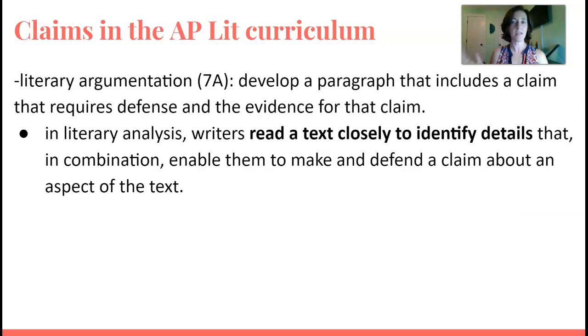So where is this coming from? Here is Standard 7A from the AP Literature curriculum. There's only 7, so this is the last one, the 7th strand. It's literary argumentation. What they want you to do, what I want you to do, what is good for you to do is over time to grow in your sophistication in literary argument and analysis. To develop a paragraph that includes a claim that requires defense and the evidence for the claim, which is exactly what your assignment is.